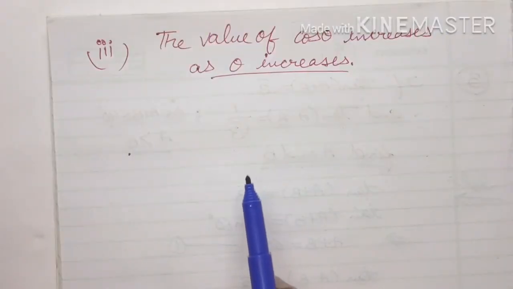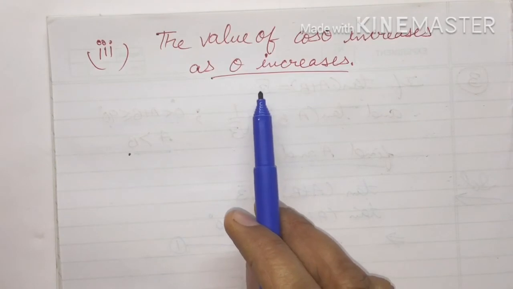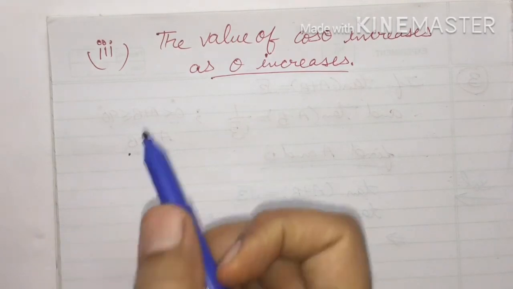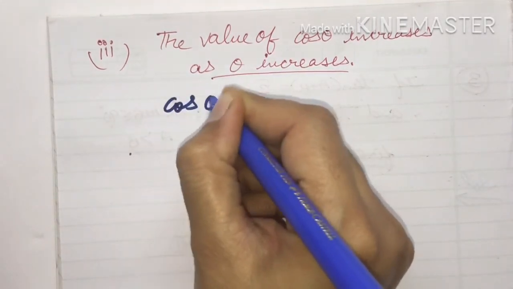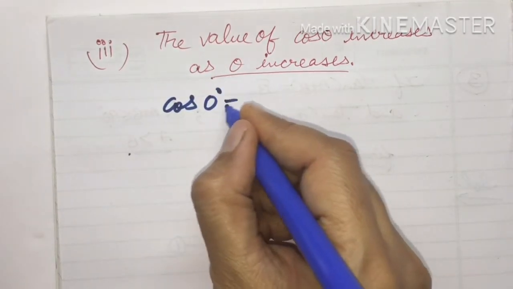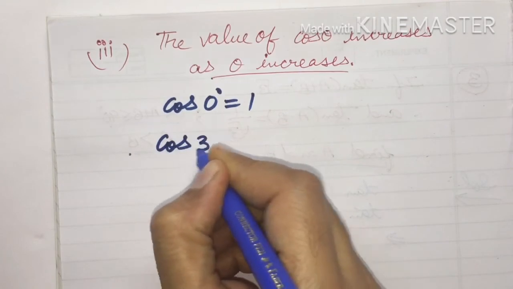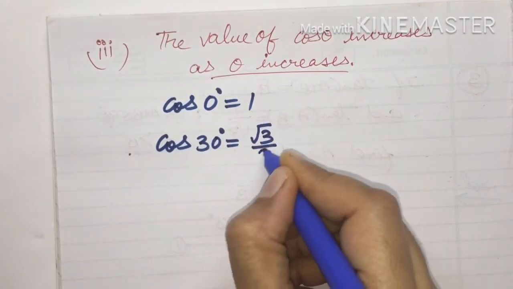Third part, the value of cos theta increases as theta increases. As we did the second part for sine theta, we also check this part for cos theta. So we will take different angles. We will start from cos 0 degree. So the value of cos 0 degree is 1. Then cos 30 degree. Cos 30 degree is root 3 upon 2.